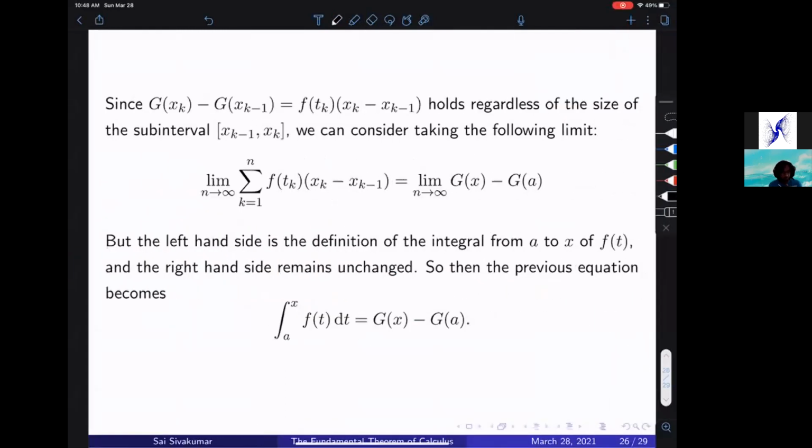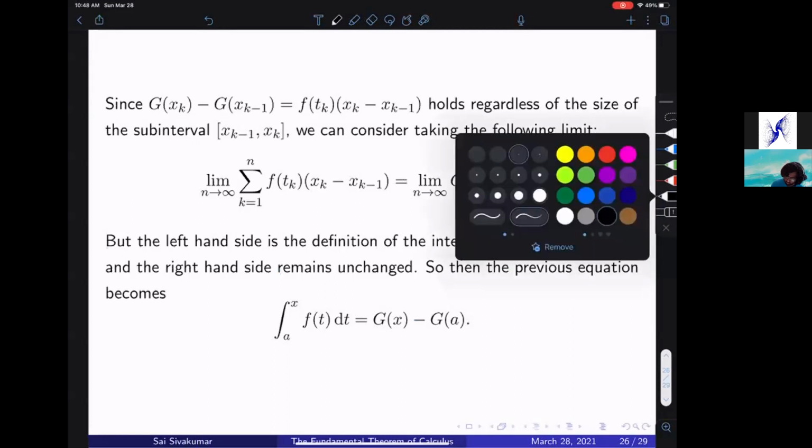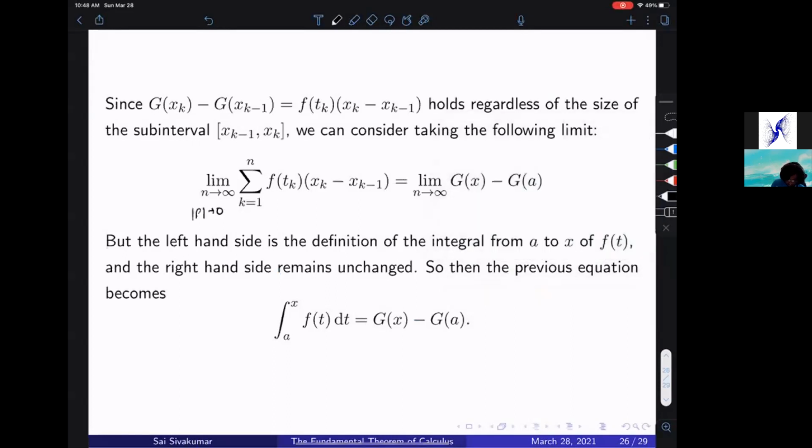But then I said that for all of these quantities, this equality holds regardless of the size of the subinterval. So I can shrink the subinterval, all of the subintervals, as much as I like. So I will take the limit as n goes to infinity. So remember before, this is like the same thing as norm of p goes to 0. So the biggest subinterval, whatever it is, I'll shrink that to 0. So we have infinitely many subintervals, each one of size going to 0.